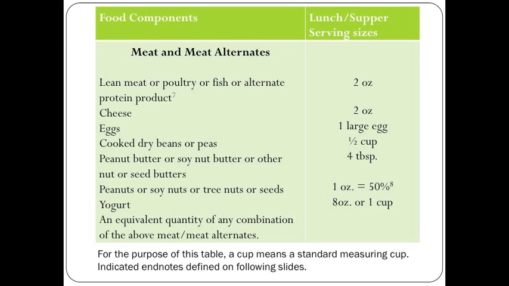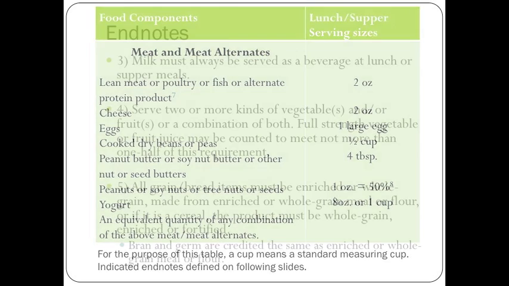When using peanut butters, 4 tablespoons is the serving size. Oftentimes, sponsors will pair peanut butter with other meat options since 4 tablespoons is very thick. You may use nuts or seeds at lunch and supper meals to count towards half of the meat alternate component.